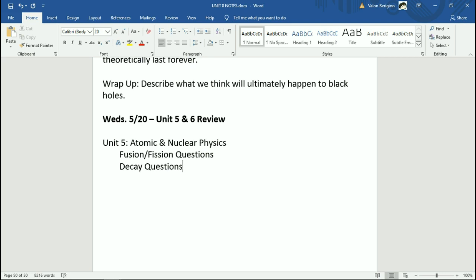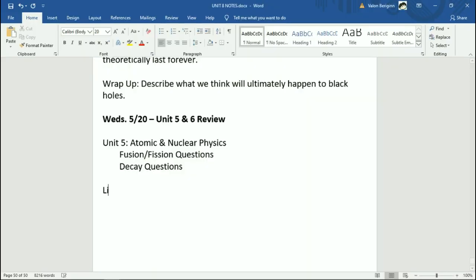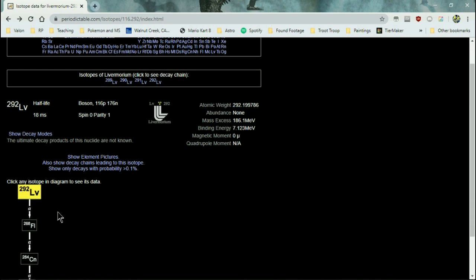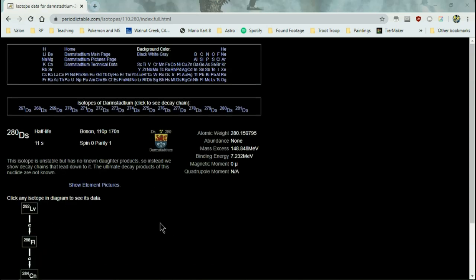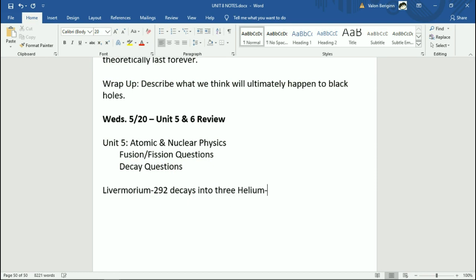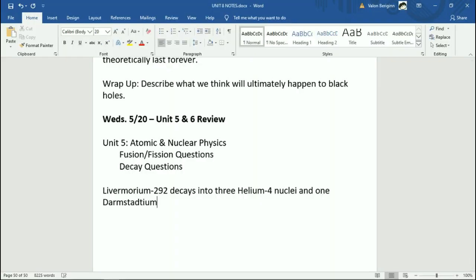So, I pulled up this here. I just randomly picked livermorium. So here we have livermorium 292, which decays into, and you can see the chain here, these alphas are helium 4 nuclei. So I'll just go all the way. So it's 3 helium 4s, and I think it's a Darmstadtium. Yeah, Darmstadtium 280. Okay. 3 helium 4 nuclei and 1 Darmstadtium 280.